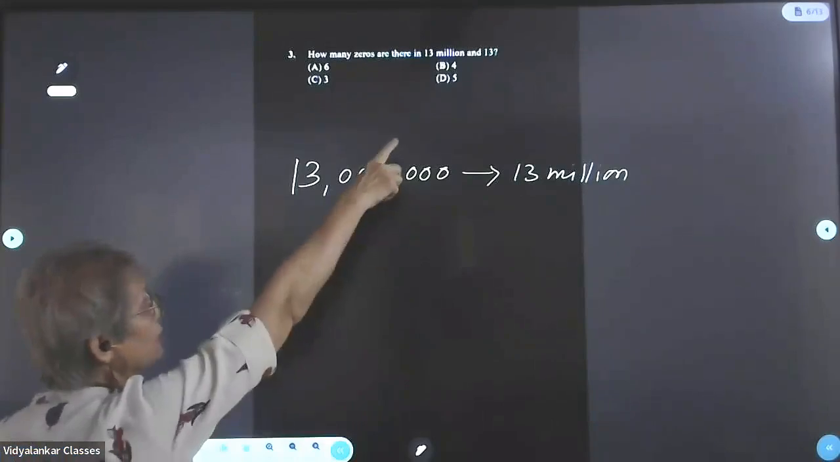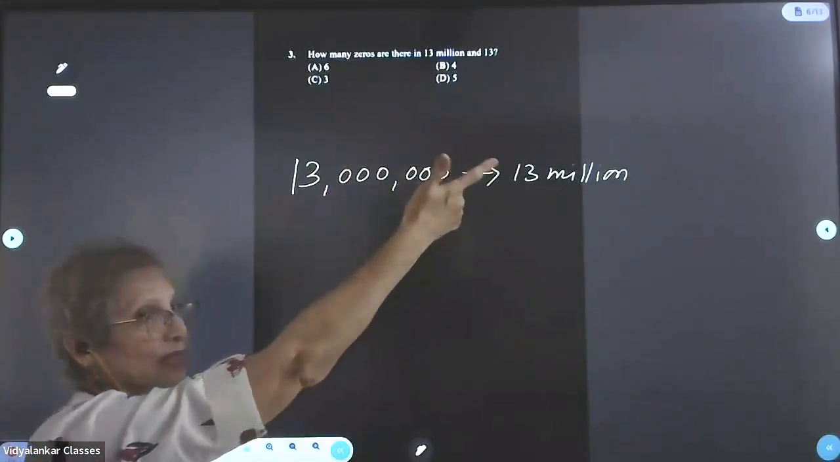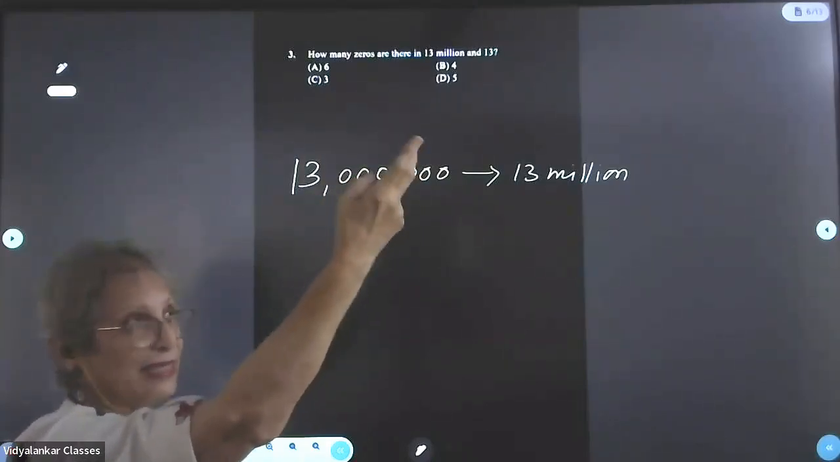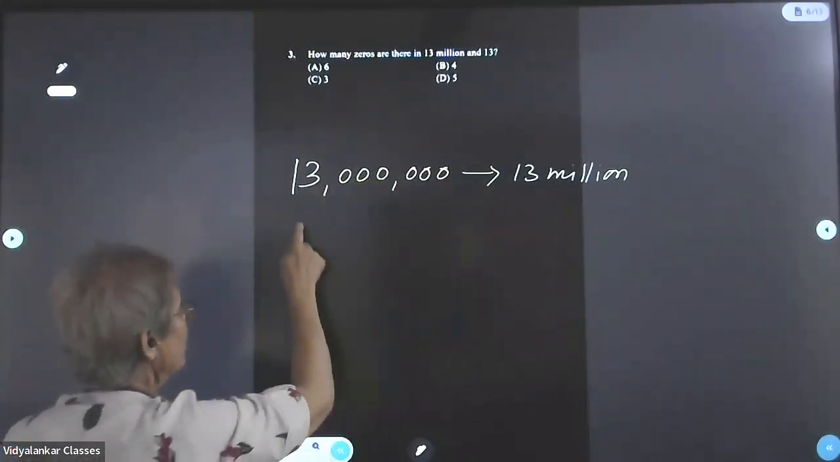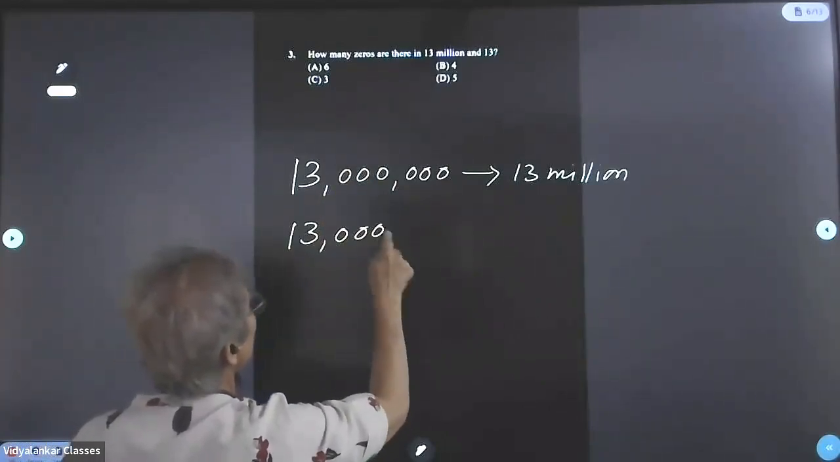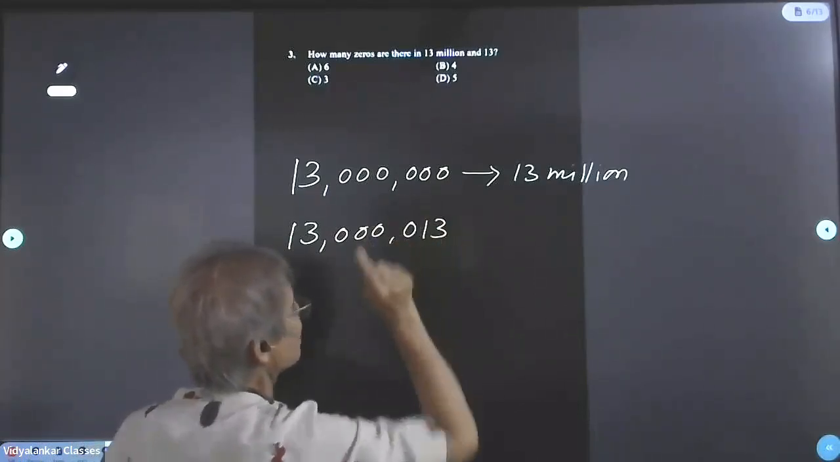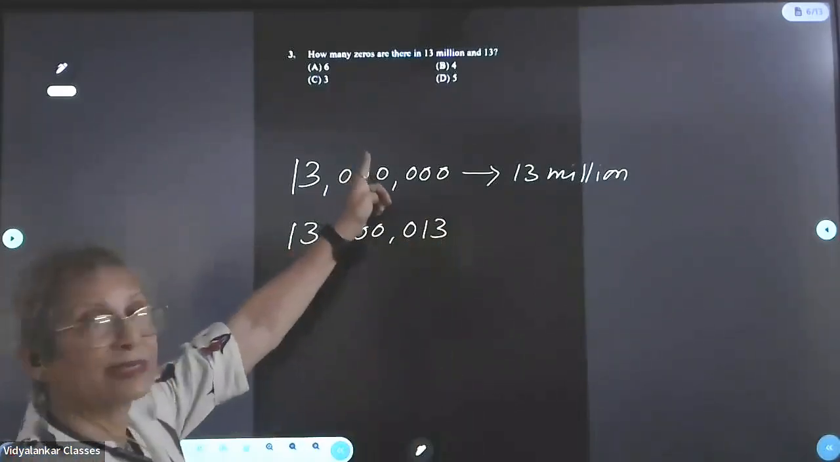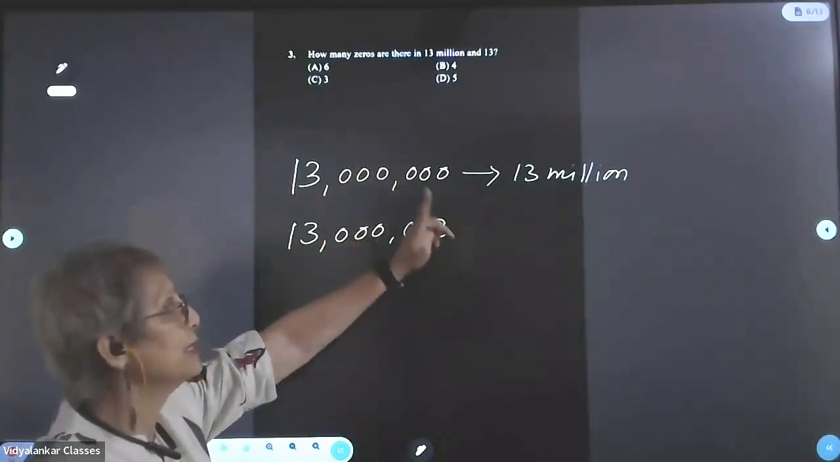Okay, now 13 million and 13. We need 13 in the last. That is tens place, units place. So we will write the required or expected number like this. This is the perfect required number, 13,030,000.